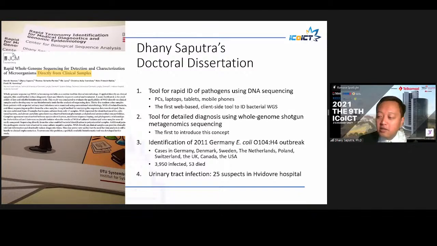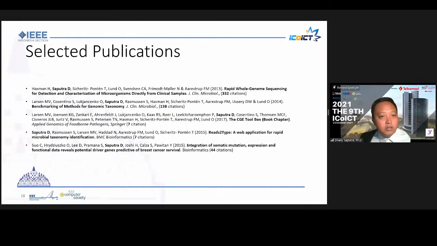We call it tracking, but also in Indonesia I heard that they start to recognize this trend as tracing. Yeah, tracing is very important. So we know where it comes from and what the new mutation is. And then we were also working with urinary tract infection patients in a hospital in Denmark. There were 25 suspects.